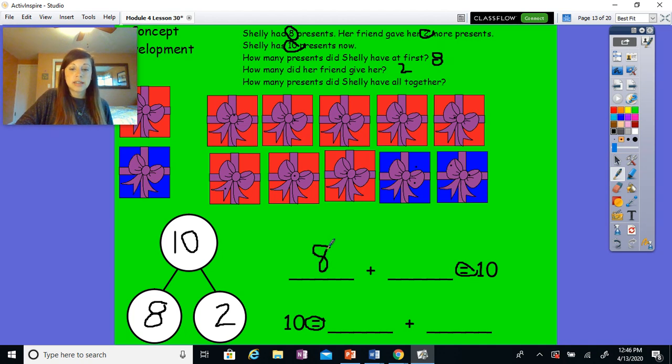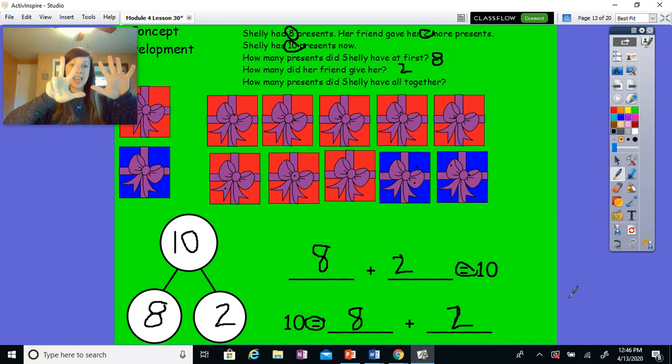8 plus 2 equals 10. Now I'm going to write my parts again, but this time it's just going the other way. 10 equals 8 plus 2. So we could say 8 plus 2 equals 10, or we can say 10 equals 8 plus 2.